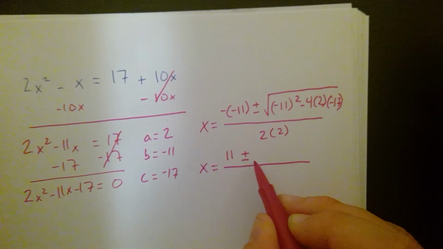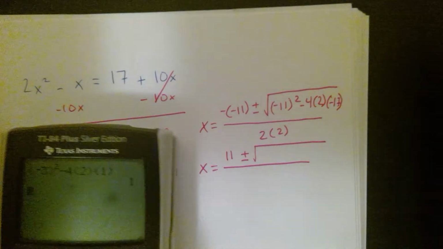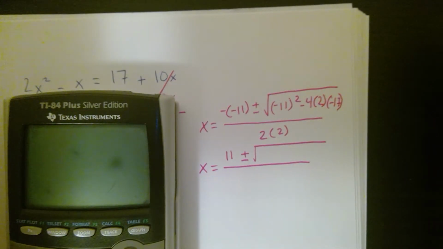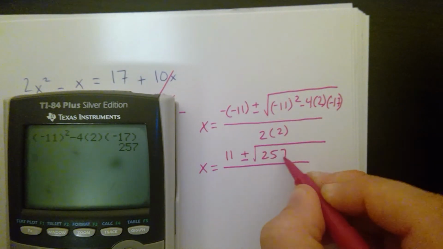plus or minus. Okay, I'm going to go ahead and put that in the calculator again. Okay, so we have negative 11 squared minus 4 times 2 times negative 17. Notice how I use all my parentheses here. Okay, 257. There we go.